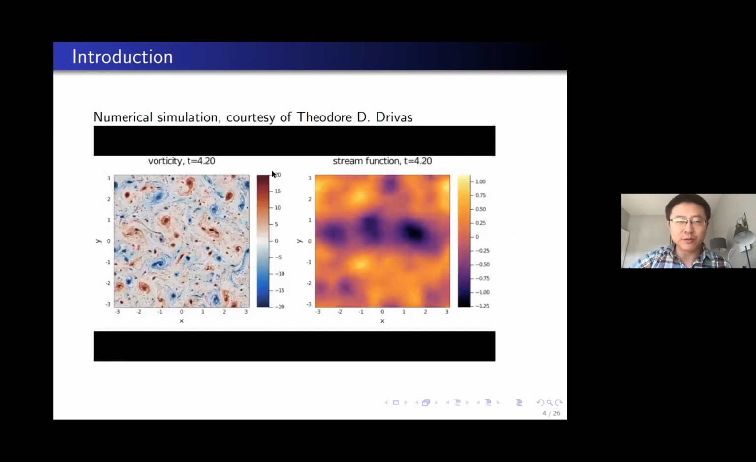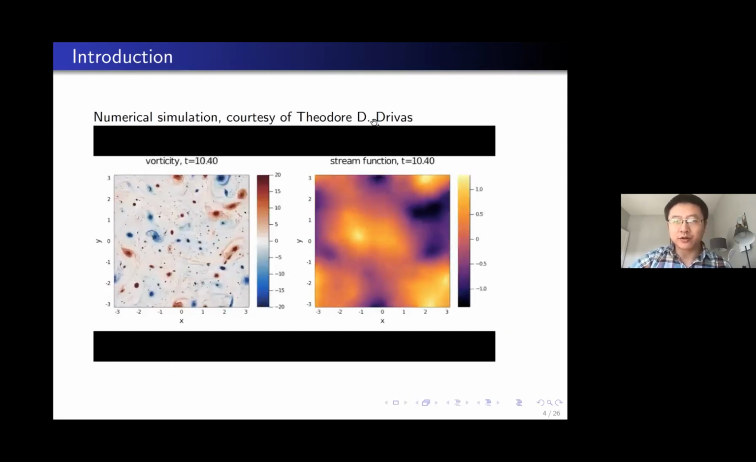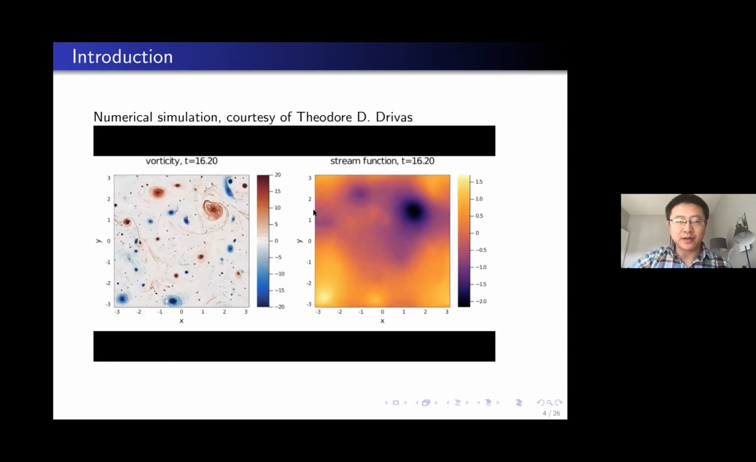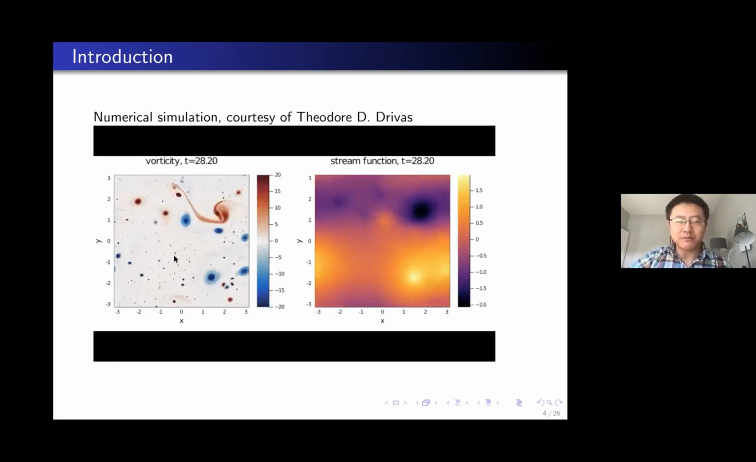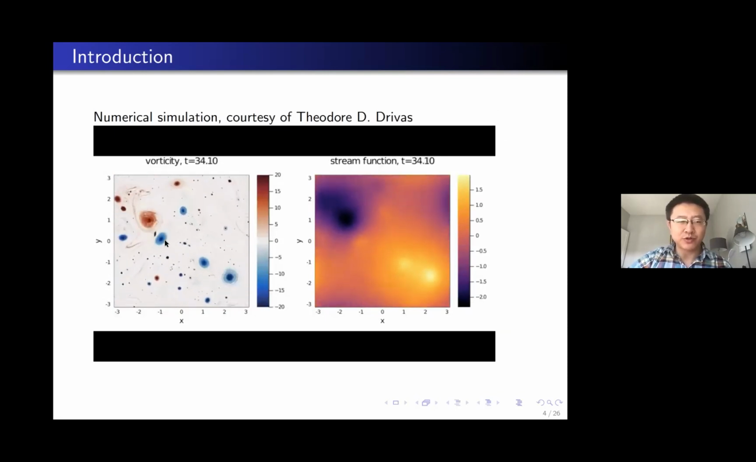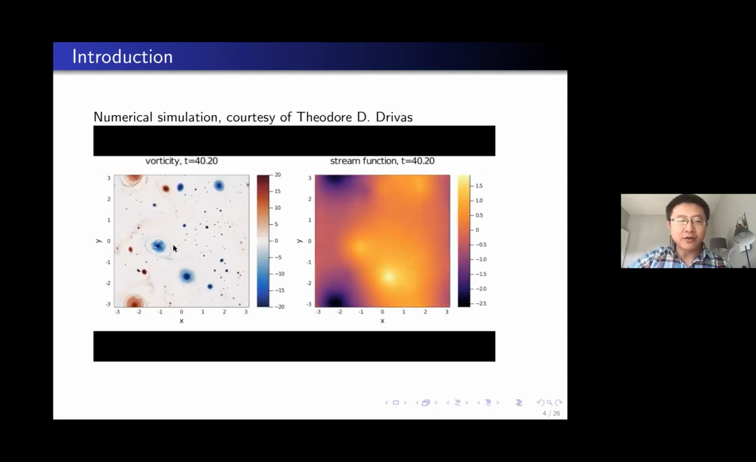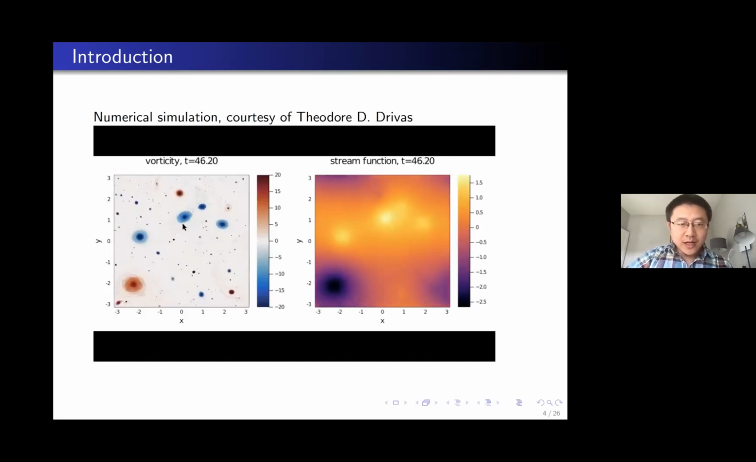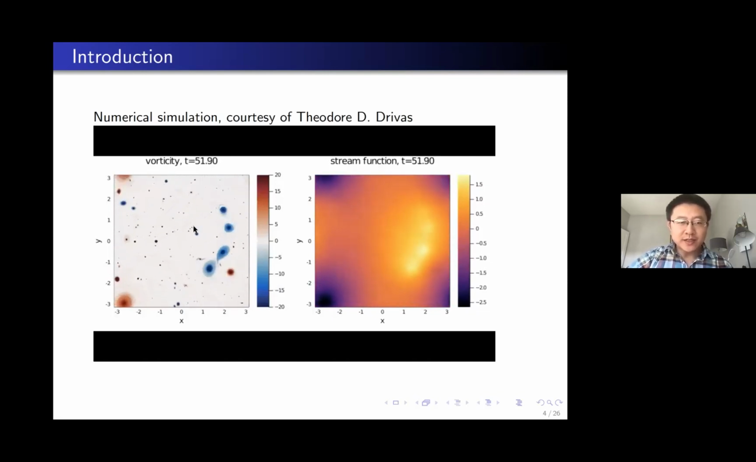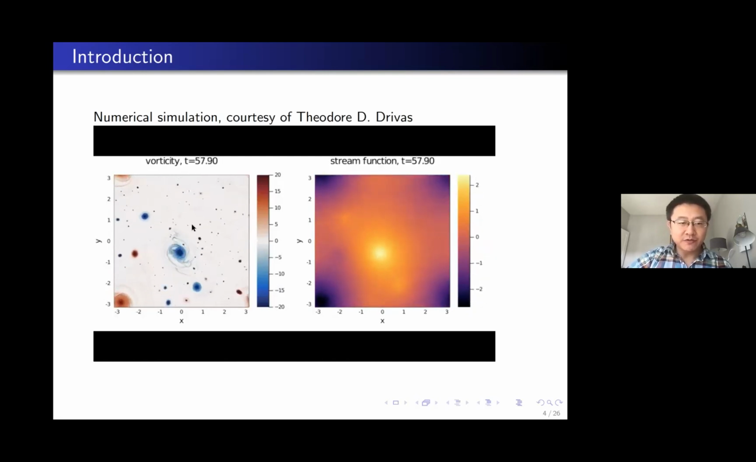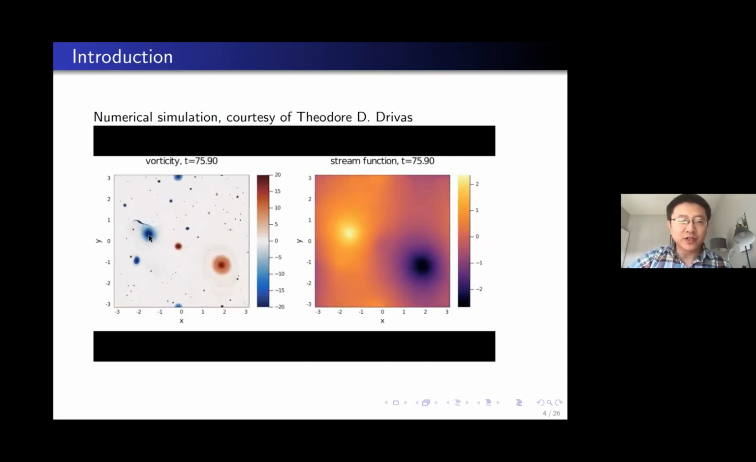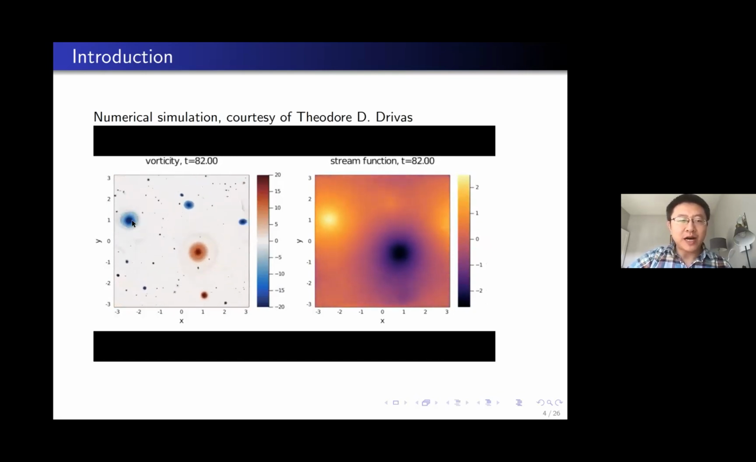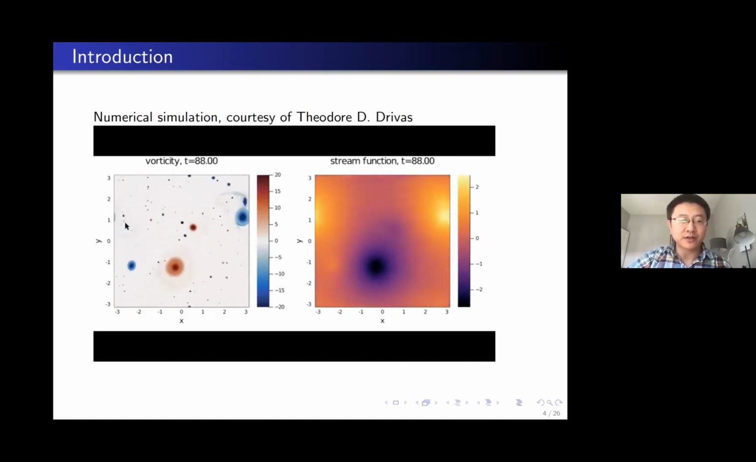Here we have a numerical simulation due to Theodore Drivas, but you can actually find it in many places, even on YouTube. Here you start with an almost random distribution of vorticity, and then you run 2D Euler. You see that the vorticity field gets cleaned up. You have this vortex symmetrization phenomenon where the small perturbations of the vortex just get absorbed as part of the vorticity through this axisymmetrization process.